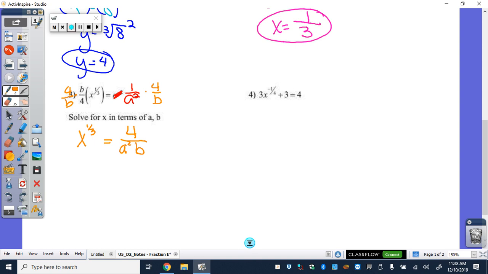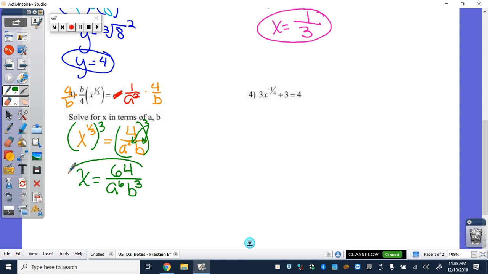Multiplying fractions, you multiply your tops, multiply your bottoms. Our reciprocal of 1/3 is 3. So 4 to the third gives us 64. And then remember again, that exponent goes to both of those down below. So that's going to be a to the 6, b cubed. And there's our answer for x in terms of a and b.